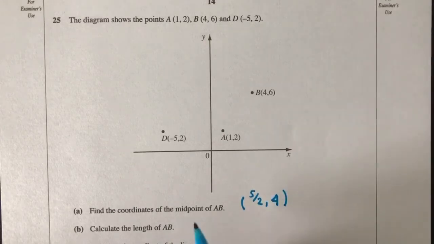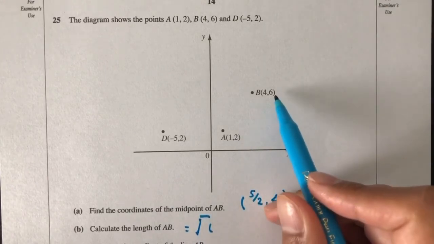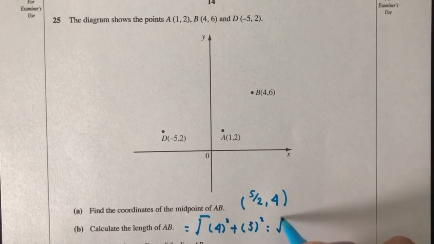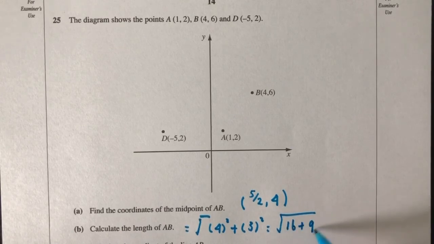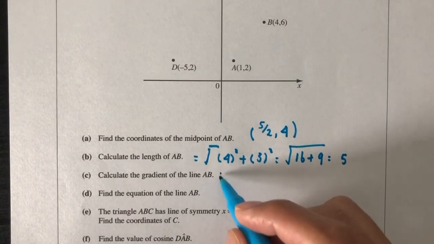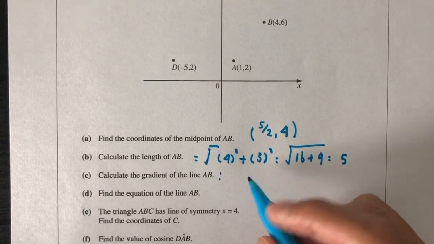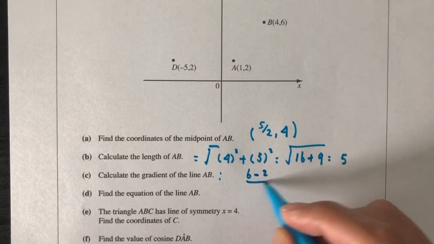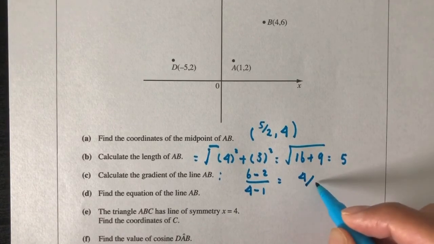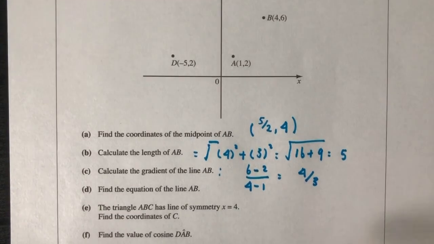Calculate the length of AB, so we use the formula, square root of, so y2 minus y1, that will be 4 squared plus 3 squared, becomes 16 plus 9 becomes 25, so it becomes 5. That's the length of AB. Now find the gradient. Same thing, use the formula, so y2 is 6 minus 2 over 4 minus 1, that becomes 4 divided by 3. That is the gradient.